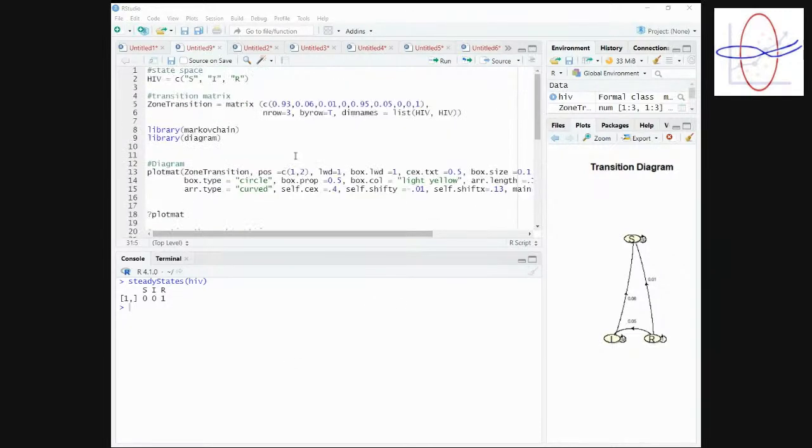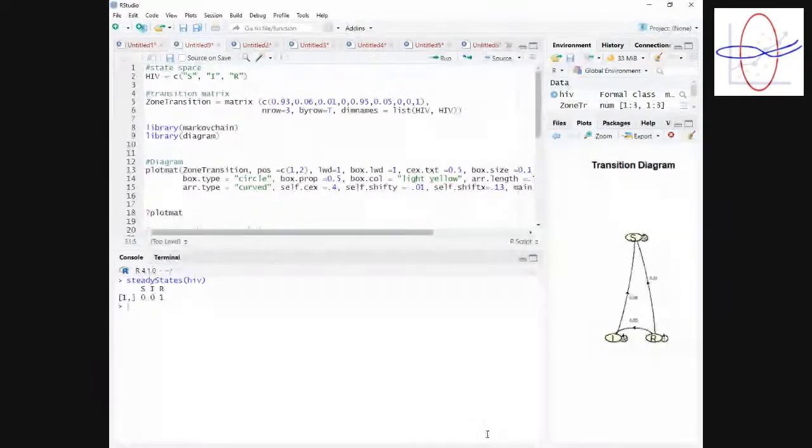Can you see the screen? Yes. So we have these 3 states, S, I, and R. We have defined a vector over here, and this is the transition matrix we have defined. If you see the first row, it is 0.93, 0.06, 0.01, then 0, 0.95, 0.05, and so on. That is what you have calculated.